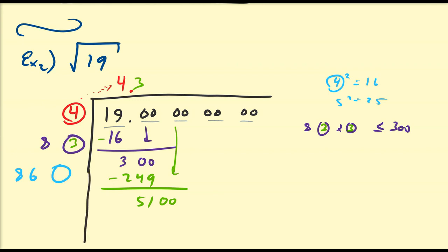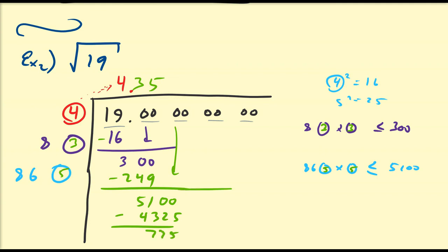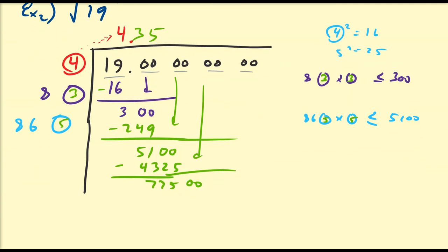right? So what do we want? We want 860 something times something to be less than or equal to 5100. So one can find that that number is going to be equal to 5, right? So 865 times 5 we can find to be equal to 4,325 with a difference of 775. And then we're going to bring down some zeros here. Okay, so again, repeat the process.